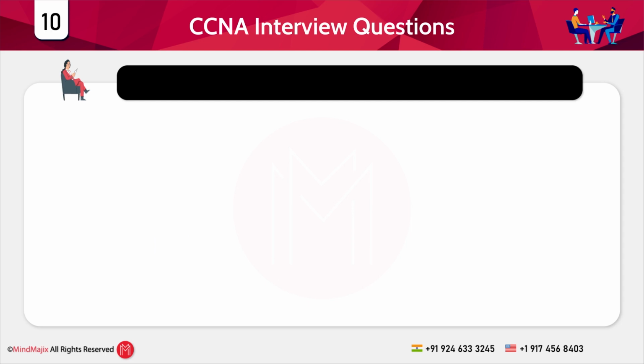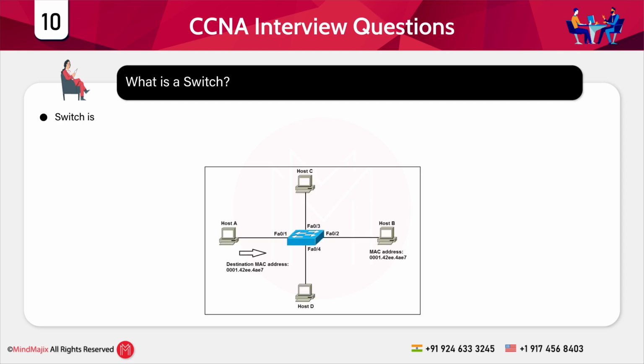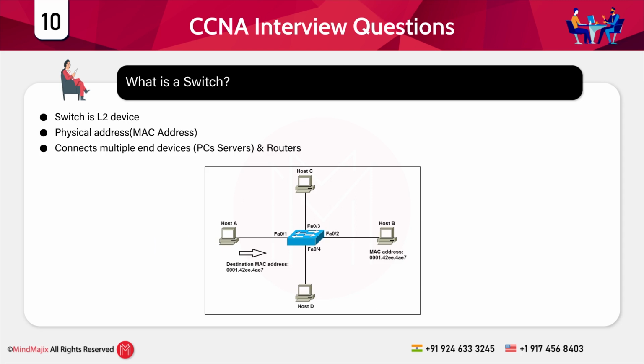Next important question is, what is a switch? A switch is a layer 2 device. Why are we saying layer 2? Because it works on physical address. Physical address in a LAN environment means MAC address, and it connects multiple end devices as downstream, and it connects to the router and switches as well as the upstream devices.